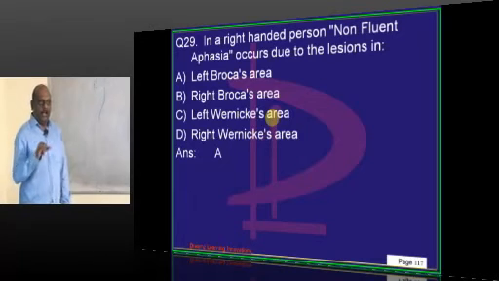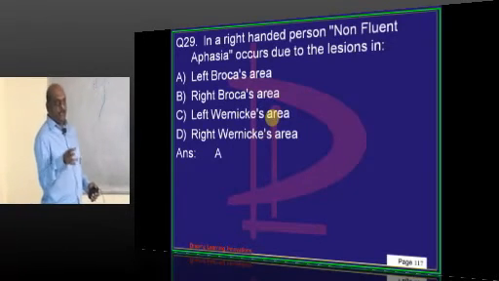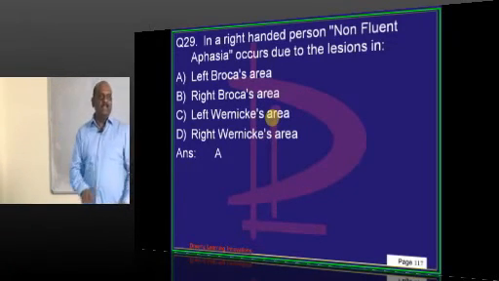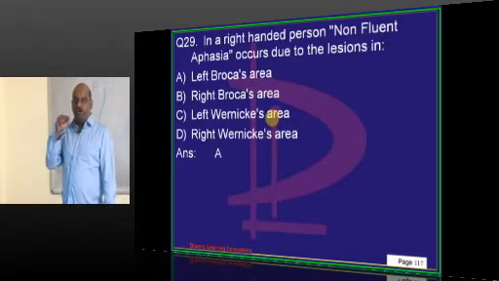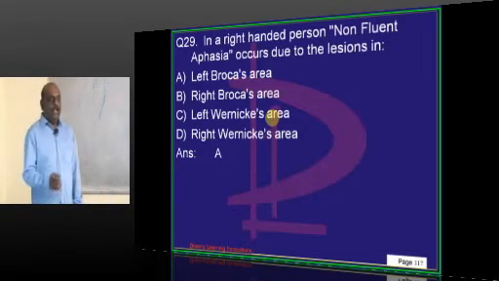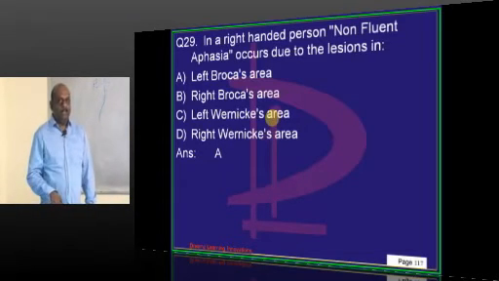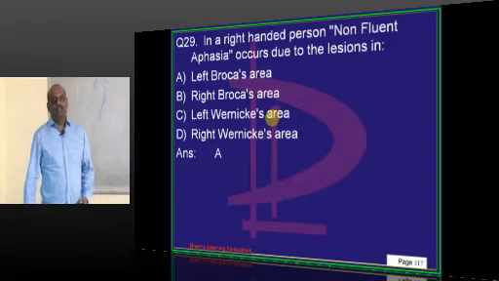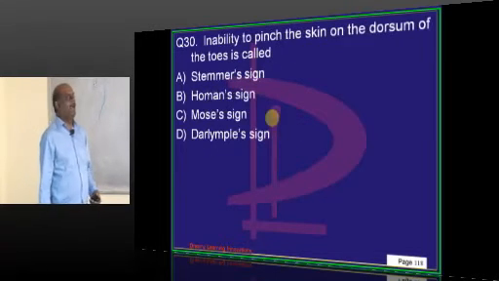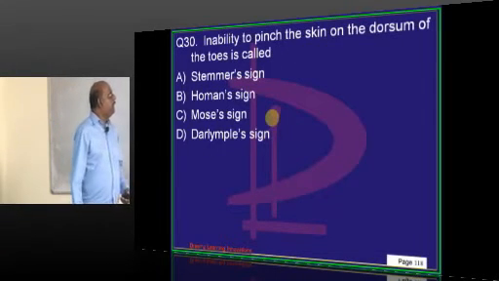You have to read conduction aphasia, Wernicke's aphasia, Broca's aphasia. What are the differences? Broca's kaha hota hai? Inferior frontal lobe mein. Aur Wernicke kaha hota hai? Temporal lobe mein. So that is the reason it is the left Broca's area that you need to remember.